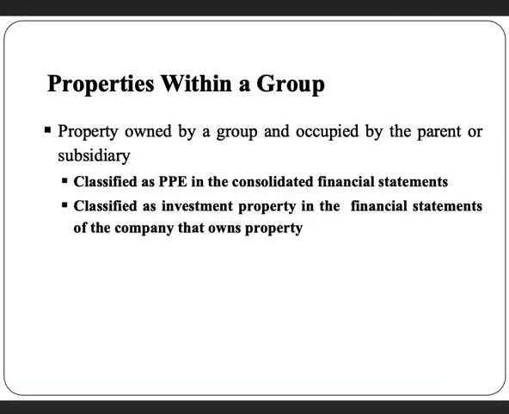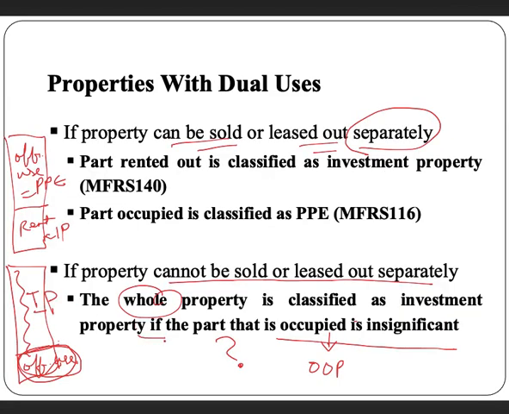Okay? So the same goes for PPE. Let's say you have a whole building, and only part of it you rent out. You rent out this part and the majority of the building is the OOP used for office. So if they cannot be sold separately, of course, the entire building will be recognized as PPE. If it cannot be sold separately, you check which function is the majority. Is it the one used for business, or is it the one that you rent out?